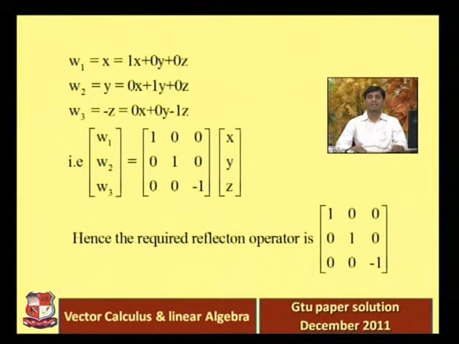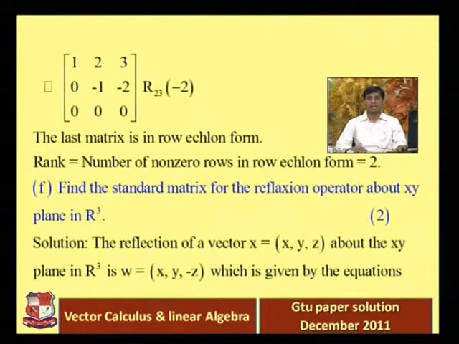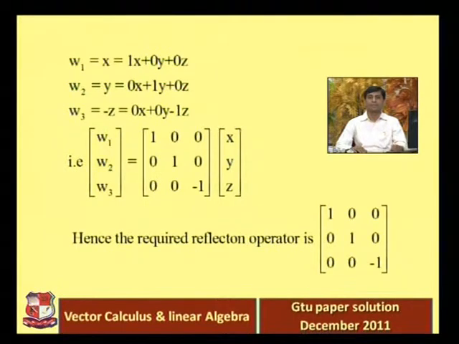Here is the required reflection operator matrix, or required reflection matrix, right? Here actually we find the standard matrix for the reflection operator about the xy plane. So here is our matrix. The first row is 1 0 0, the second row is 0 1 0, and the third row is 0 0 minus 1. Okay, so this question number 1F is also complete now.